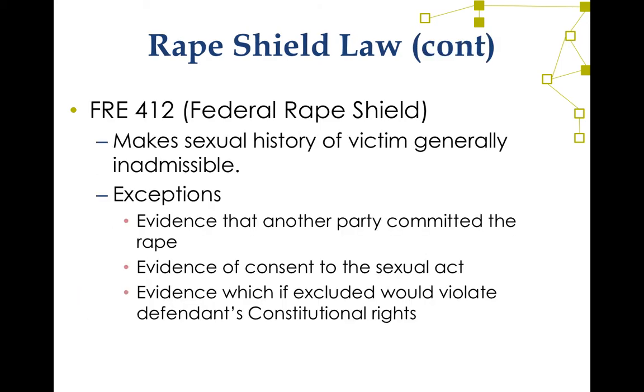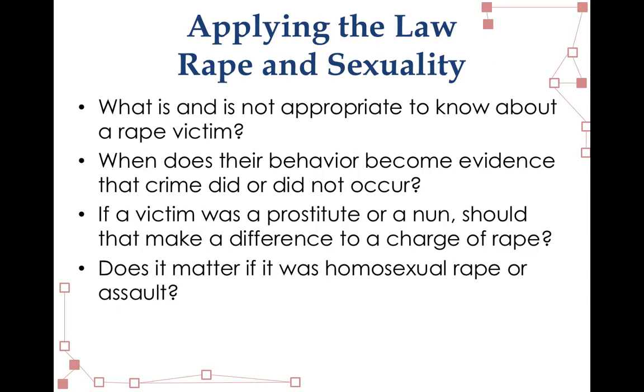At the federal level, Federal Rule of Evidence 412 is the federal rape shield law. It makes the sexual history of the victim generally inadmissible, with a few exceptions: evidence that another party committed the rape, evidence of consent to the sexual act, and evidence which, if excluded, would violate the defendant's constitutional rights. That is the end of Chapter 5.